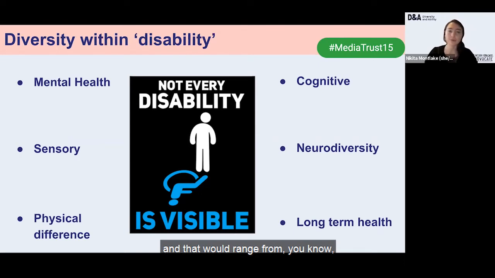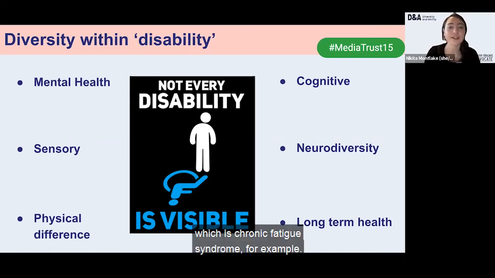And that would range from, you know, having cancer or HIV to ME, which is chronic fatigue syndrome, for example. So there's quite a range of diversity within disability.